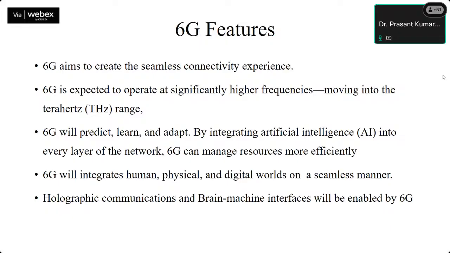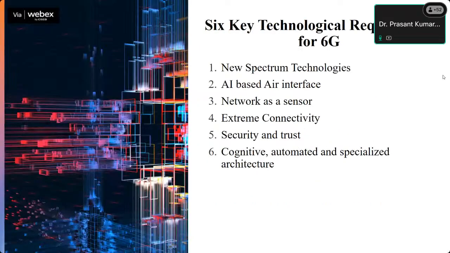As I said, for the current work we are trying to converge the different communication platforms, but in 6G the requirement is to add one more layer: the integration of the human, the physical, and the digital world in a seamless manner. Also, the other expectation from 6G communication is holographic communications and the brain to machine interface, which is possible because of ultra low latency, which may be of the order of microseconds. So that may be possible to realize going with the 6G network.